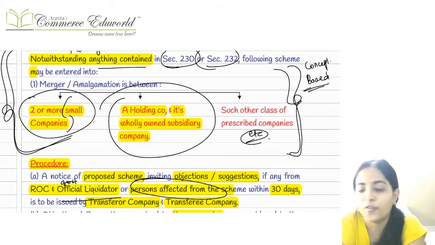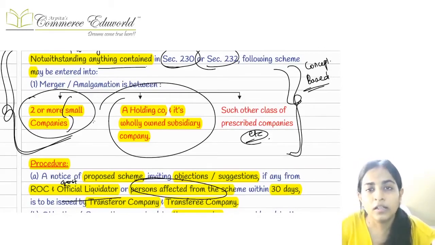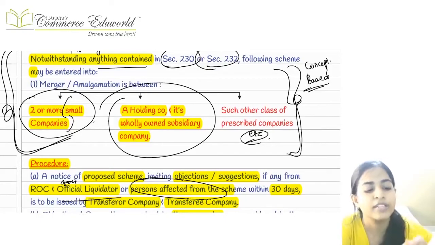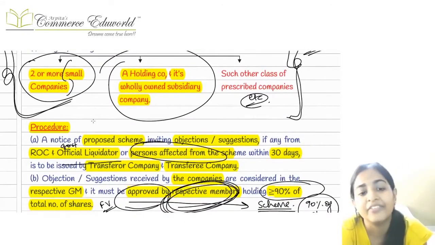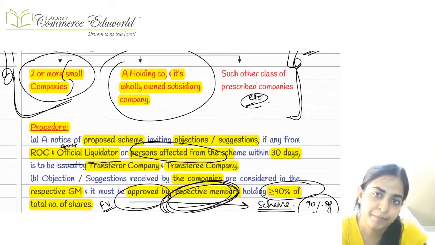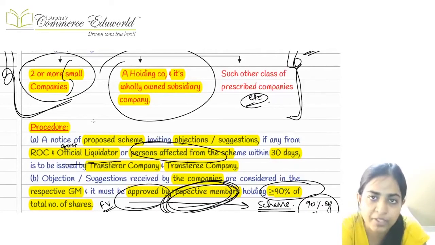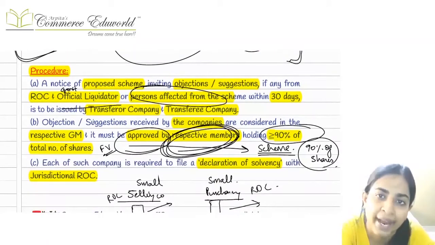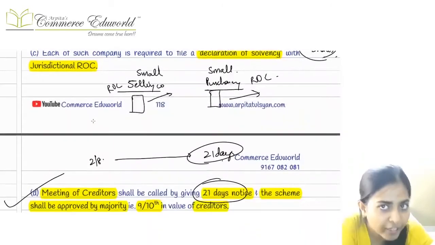First of all, both the companies will issue the proposed scheme to the ROC, to the official liquidator, and all those people who can be affected because of the scheme, and it will tell them to raise any objections within a period of 30 days. Okay, after that, once they raise the objections, we are going to consider their objections, and then the scheme will be approved by shareholders who are holding at least 90% of the total number of shares.